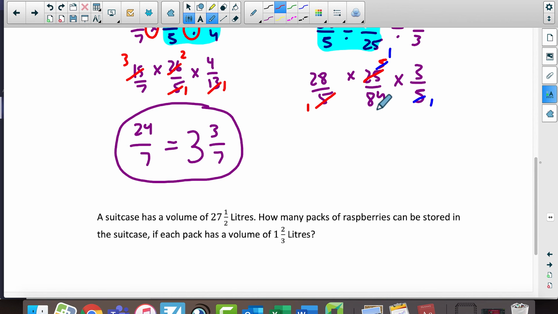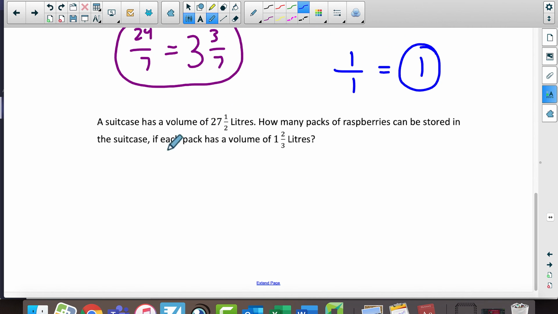Is 84 divisible by 3? How do you know? You add the digits. 8 plus 4 is 12. Is 12 divisible by 3? Absolutely. So you know they're both divisible by 3. 3 by 3 is 1. 84 by 3, you might need to pull a calculator out for that one or something. It's 28. Wait a minute. 28? Look what you got here. You can divide them both by 28, and you get 1 and 1. What's left? 1 times 1 times 1 is 1. 1 times 1 times 1 is 1. Our answer is 1.